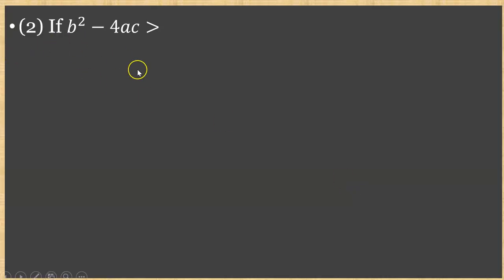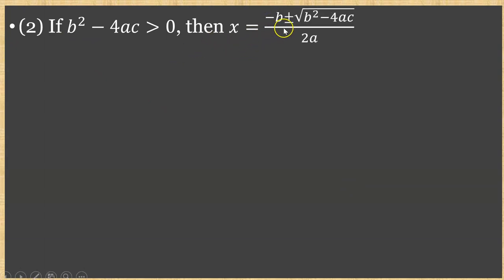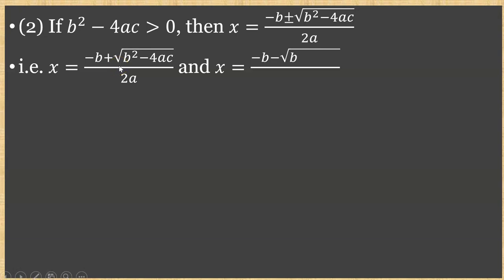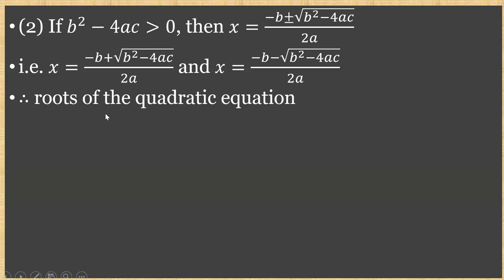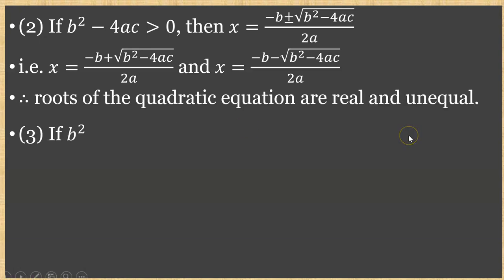Second, if b square minus 4ac is greater than 0, then x is equals to minus b plus or minus root of b square minus 4ac upon 2a. That is, x is equals to minus b, once you will take plus sign, that is minus b plus root of b square minus 4ac upon 2a. एकदा आपण प्लस घेणार आणि एकदा मायनस घेणार. And x is equals to minus b minus root of b square minus 4ac upon 2a. And therefore, the roots of quadratic equation are real and unequal.